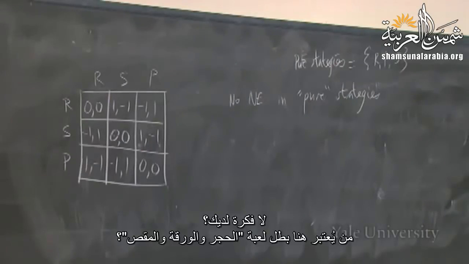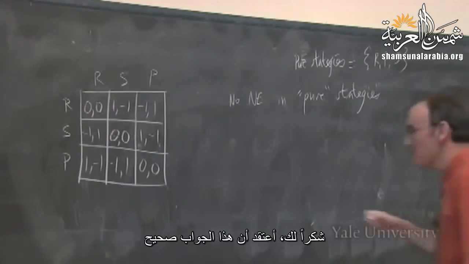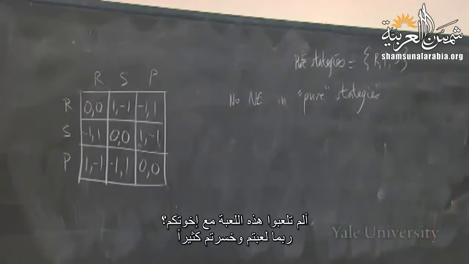All right. Who here regards themselves as a champion rock, paper, scissors player? Playing each choice with 1/3 probability. Thank you. I thought that would be okay. I'm amazed. People didn't play this with their siblings, or maybe they did and they just lost a lot. I don't know.